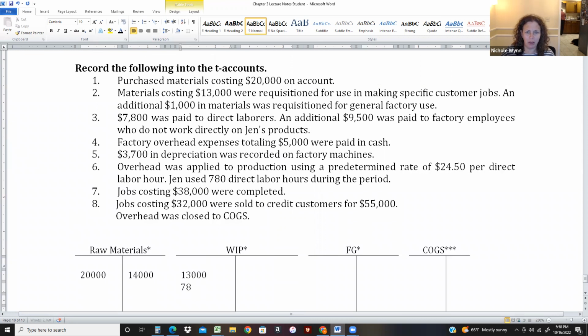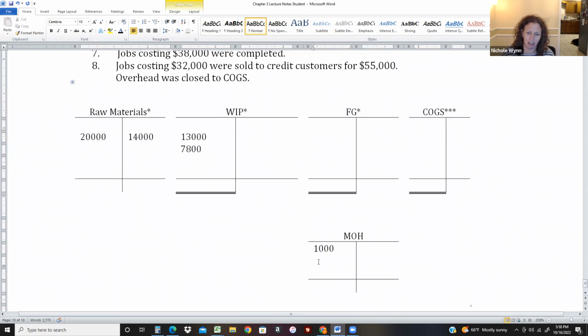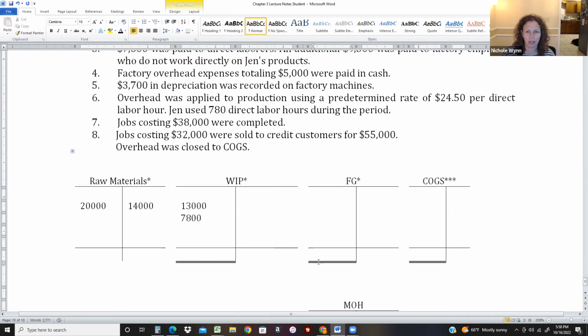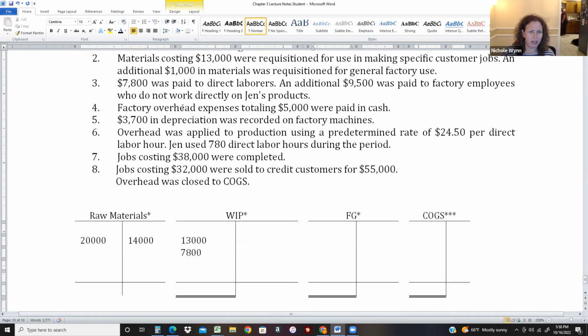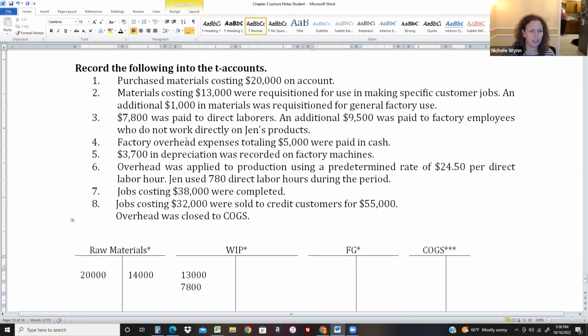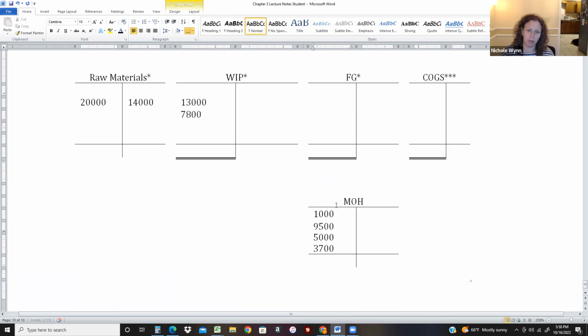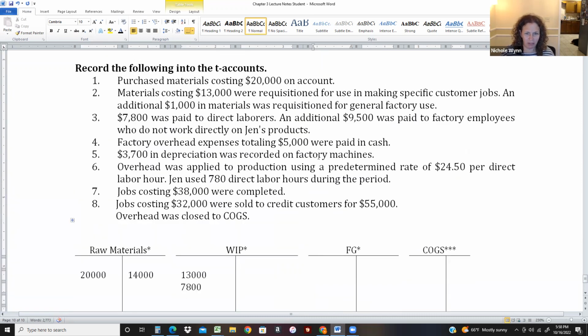7,800 is direct laborers. 9,500 is for factory employees who do not work directly on products. So the 9,500 will come down here in overhead. Factory overhead is 5, and it said they paid cash. Fine. 3,700 in depreciation on the factory machines. Looks like I need to put a row. Okay, so 3,700 more for depreciation on the factory.